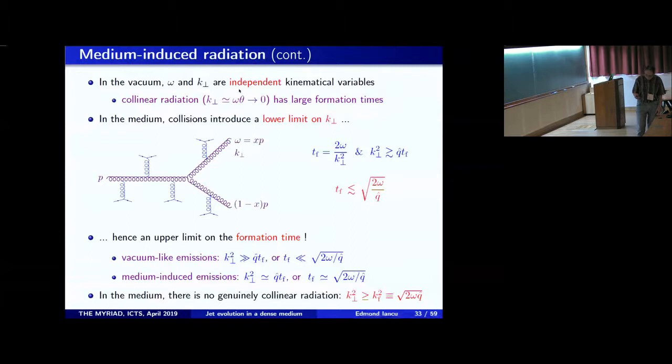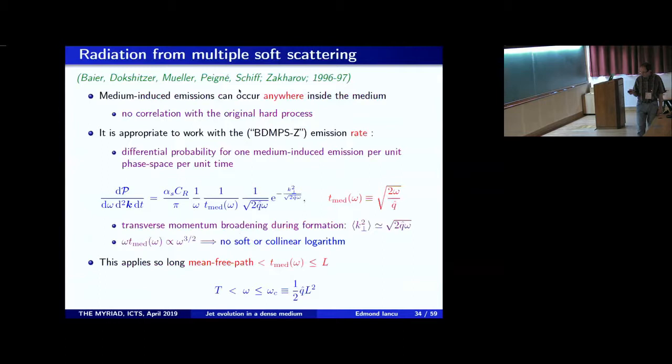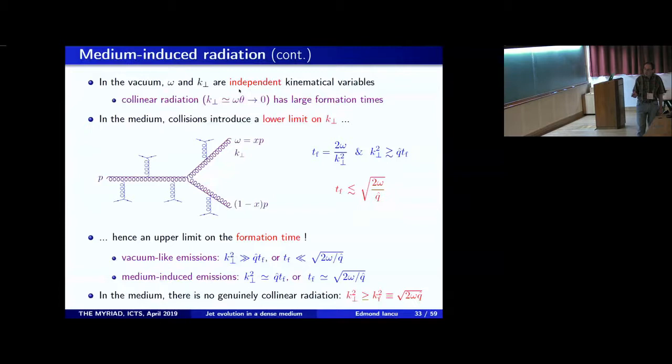Okay. So we have two types of radiation, as I just mentioned. I will start by studying the medium emissions alone. If you want, you can imagine that the incoming leading parton has zero virtuality, so it cannot radiate except by collision. In that case, the only mechanism is this one. It acquires virtuality through collisions and it radiates. Then the formation time is given by this formula, and the transverse momentum at the formation is given by this formula. And the question is, what is the probability for having such a process?